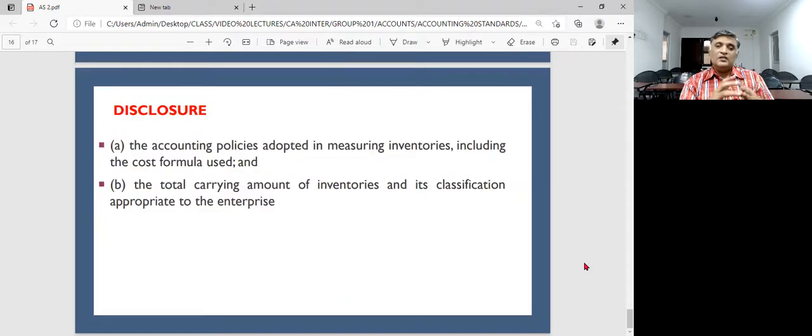The last one is the disclosure part of AS 2, very important. What we need to disclose as part of AS 2: the accounting policy adopted in measuring inventory, including the cost formula. So which method did you actually follow? Are you following the specific identification method, or the FIFO method, or the weighted average method, or the retail method? Please tell that. And what is the total carrying amount of inventory and its classification appropriate to the enterprise? These two items you need to clearly specify in the financial statements. I hope it's very clear. This marks the end of AS 2.